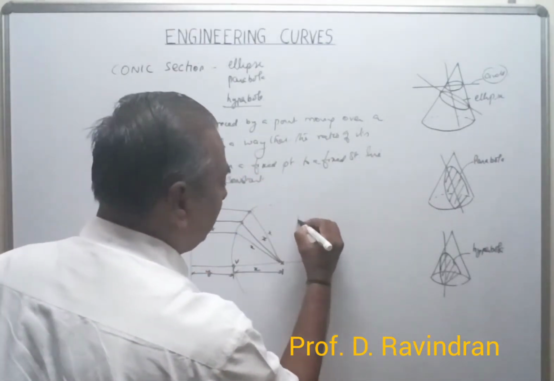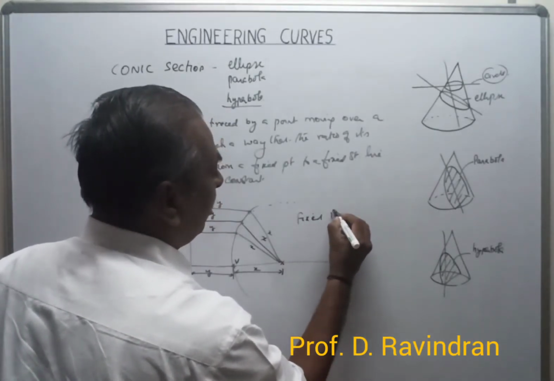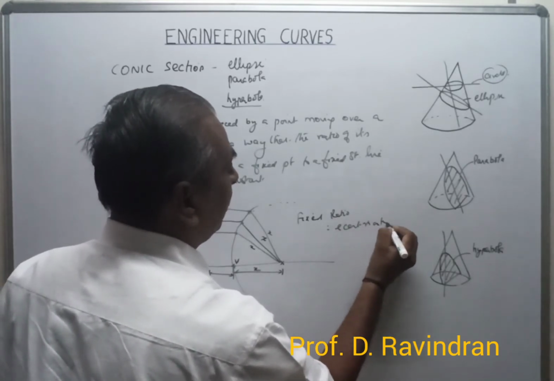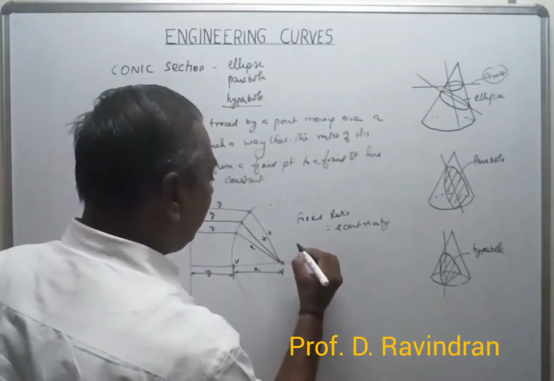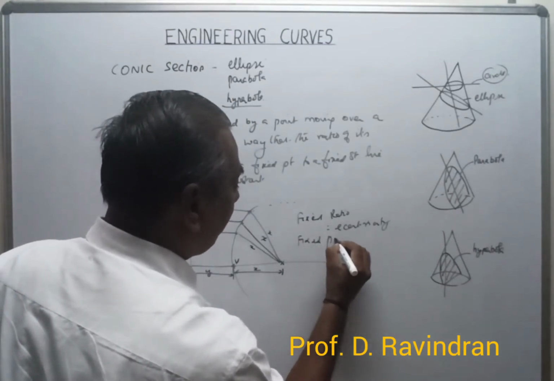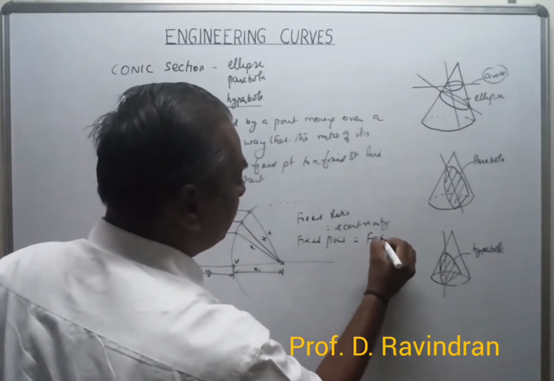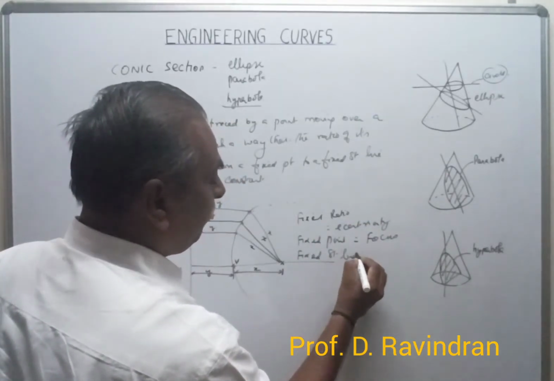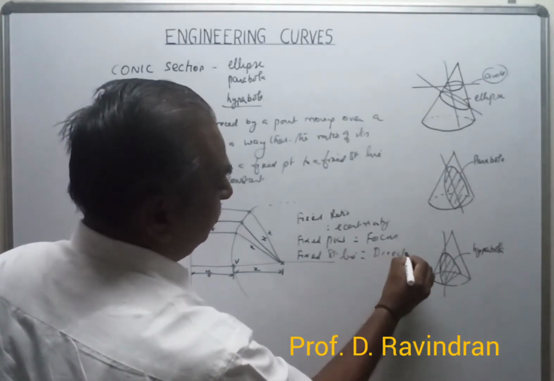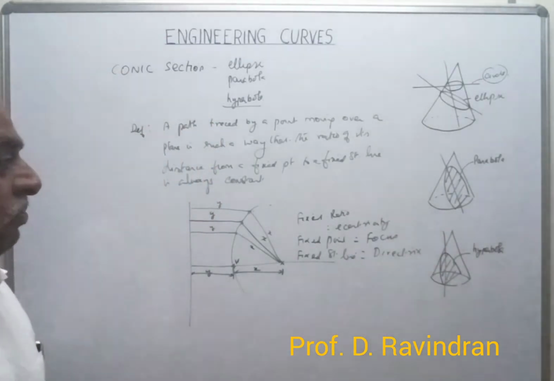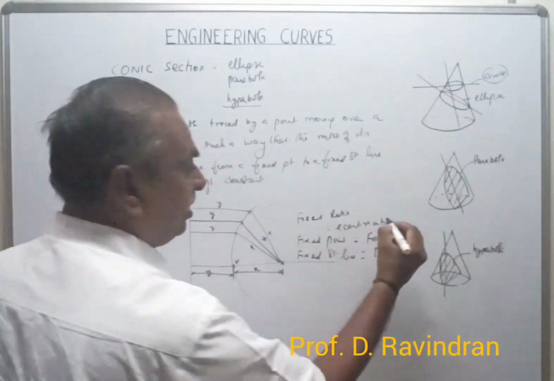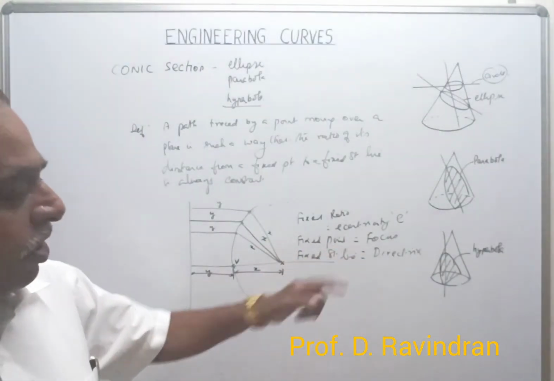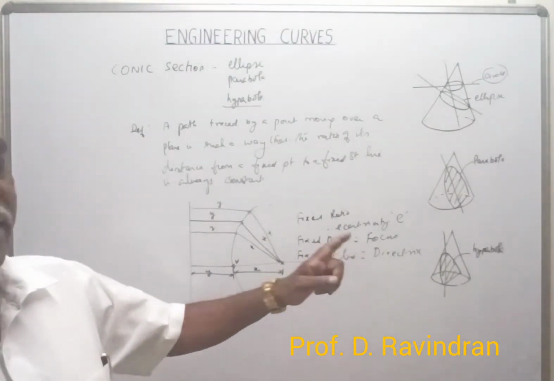So this fixed ratio is called eccentricity. Fixed point is called focus. Fixed straight line is called directrix. Fixed ratio is called eccentricity. This will be denoted by the letter E. Fixed point is called focus. Fixed straight line is called directrix.